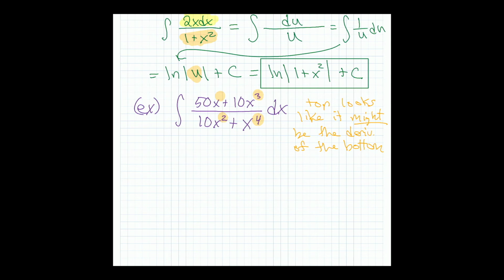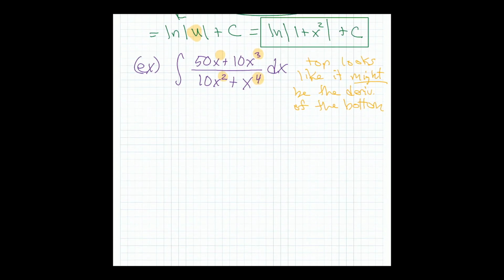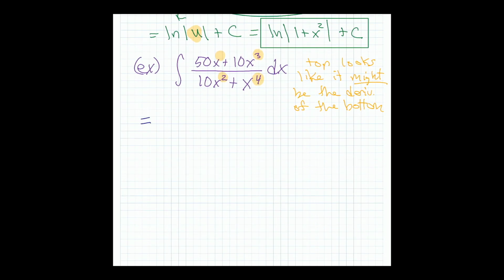Just because the degrees work out, that doesn't mean the whole problem is going to work out. So my advice is, on the top, first thing you want to do is factor out, sorry, don't factor out whatever you can. Just factor out the constant. So I see the 50 and I see the 10, and I say, okay, let's just take out the 10. That'll be helpful. And then I'll have 5x plus x cubed, and I'll just put the dx there. That's fine. On the bottom, do nothing.